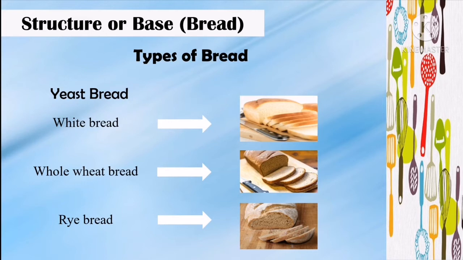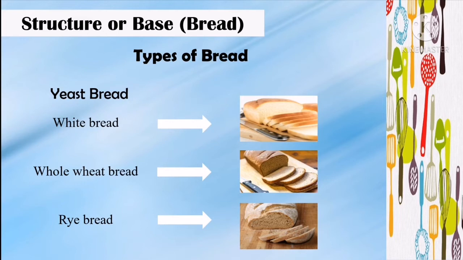Bread has different types. The first one is yeast bread. Loaf bread is the most commonly used bread for sandwiches. The examples of yeast bread are white bread, whole wheat bread, and rye bread. White bread, these are long rectangular loaves that provide square slices. It is one of the most versatile sandwich breads. It comes in various flavors and goes well with everything and toasts nicely.